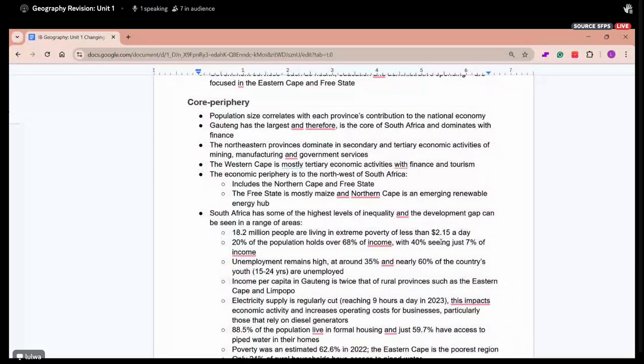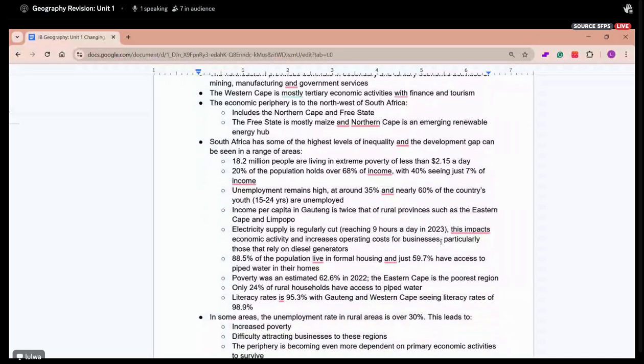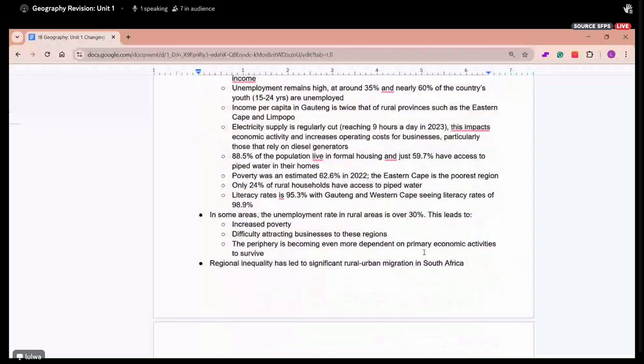South Africa has some of the highest levels of inequality, and the development gap can be seen in a range of areas. So 18.2 million people are living in extreme poverty in South Africa with less than $2.15 a day. 20% of the population holds over 68% of income, with 40% seeing just 7% of income. In some areas, the unemployment rate in rural areas is over 30%.